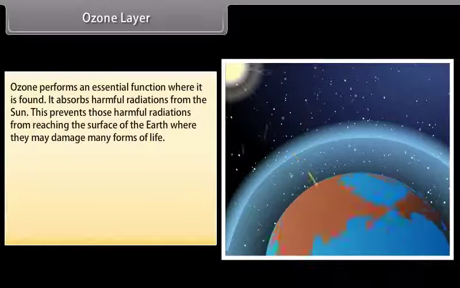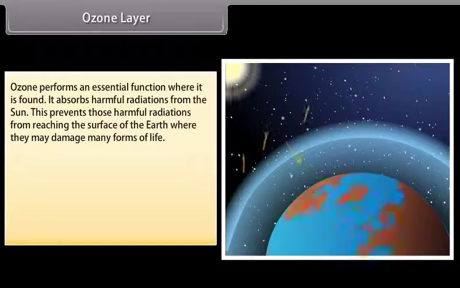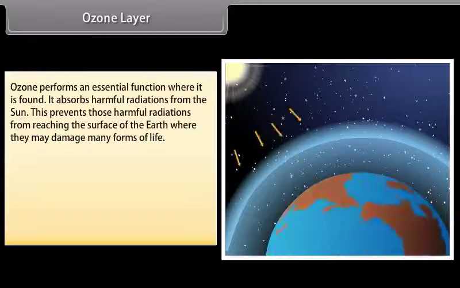Ozone performs an essential function where it is found. It absorbs harmful radiations from the sun. This prevents those harmful radiations from reaching the surface of the Earth, where they may damage many forms of life.